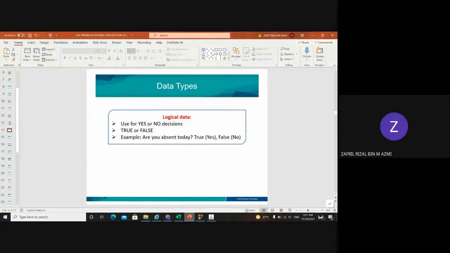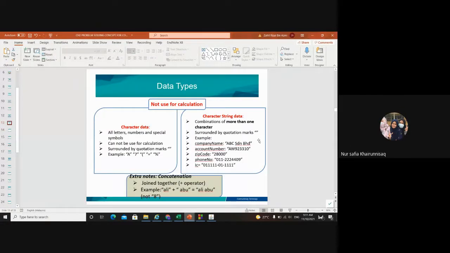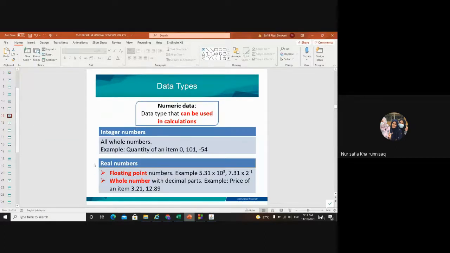Sir, can I ask about data types, numerical data, real number? Can we use double instead of float? Yes, you can have a long float, you can have double. It's okay, no problem. Okay, thank you, sir.